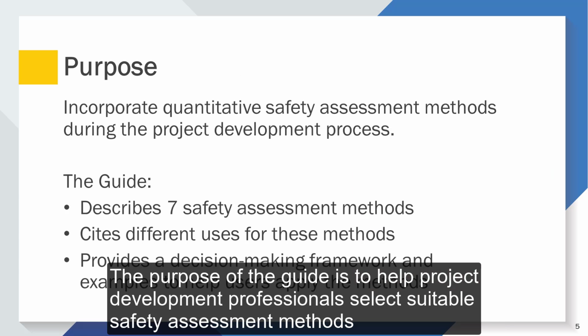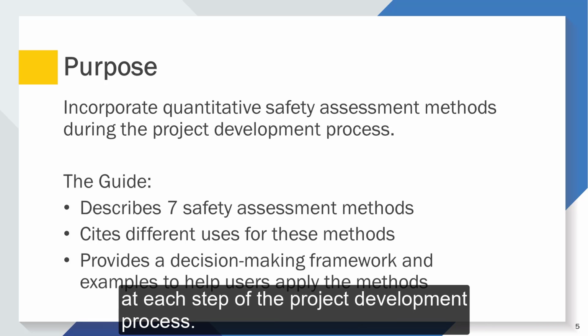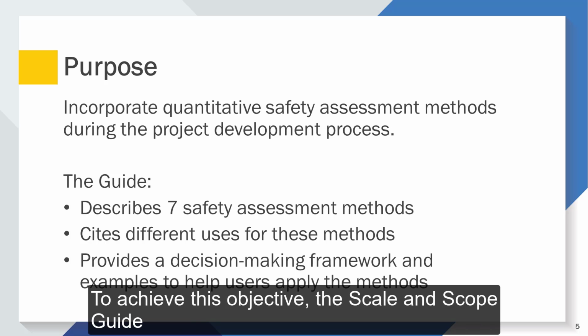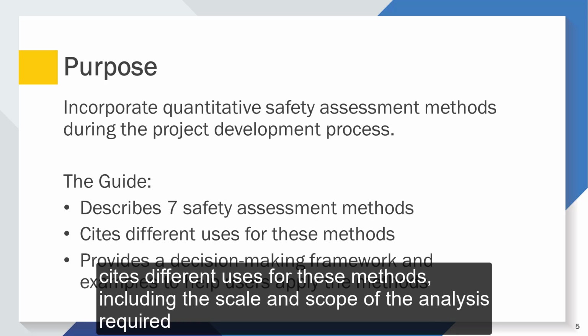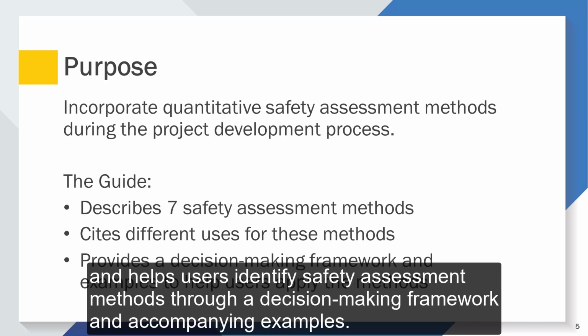The purpose of this guide is to help project development professionals select suitable safety assessment methods at each step of the project development process. To achieve this objective, the Scale and Scope Guide describes 7 safety assessment methods that are presented in the Highway Safety Manual, cites different uses for these methods, including the scale and scope of the analysis required, and helps users identify safety assessment methods through a decision-making framework and accompanying examples.